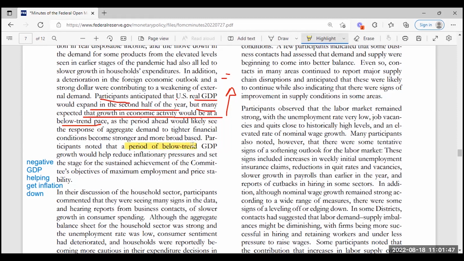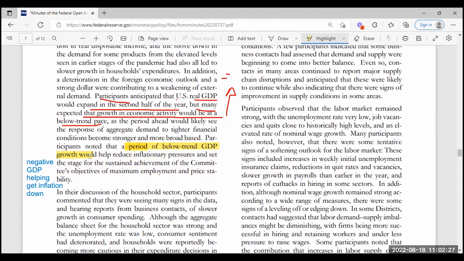A period of low economic growth, a crushing of consumer demand, a period of below-trend GDP growth would help reduce inflationary pressures. So this moment of recession might actually help us get inflation down, and set the stage for the sustained achievement of the committee's. Wait a minute, which committee? The FOMC, right? So this thing that you guys are calling recession, low GDP, me crushing your demand, is going to help you reduce inflation.